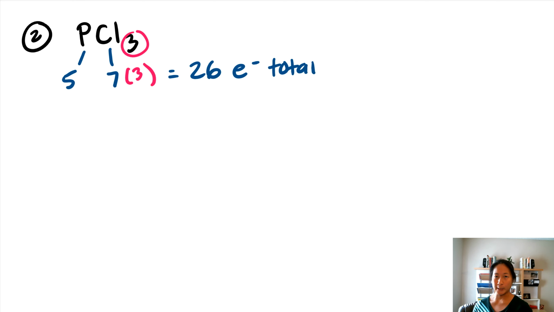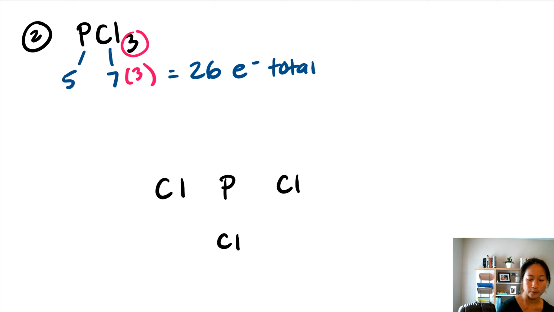Step 2, pick which atom goes in the center. It's going to be the least electronegative atom, so that's going to be our phosphorus. And then you draw the 3 chlorines around it. Step 3, draw single bonds between the center atom and all of the terminal atoms. So that means 1, 2, 3.